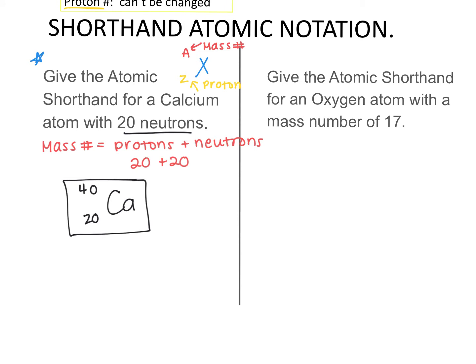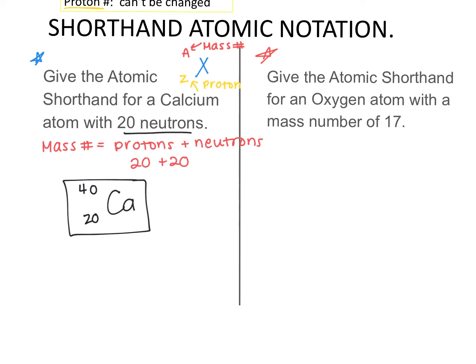What I would like you to do now is you are going to do number 2. You are going to give me the atomic shorthand for an oxygen atom with a mass number of 17. Pause the video here, and I will go over it in a moment.